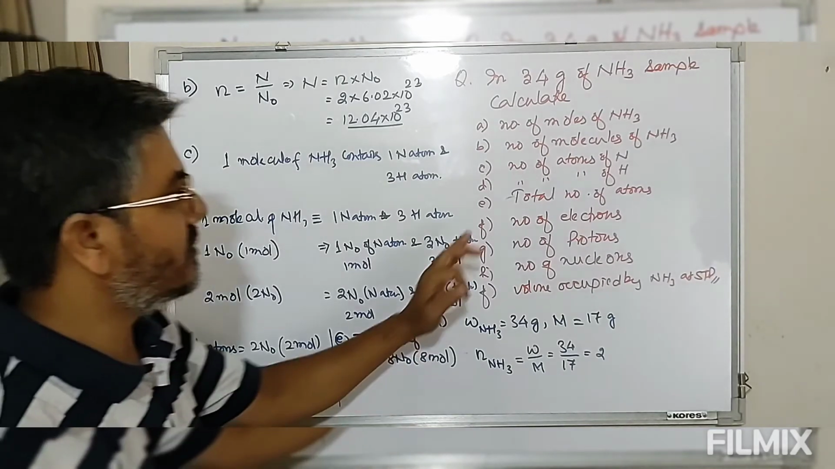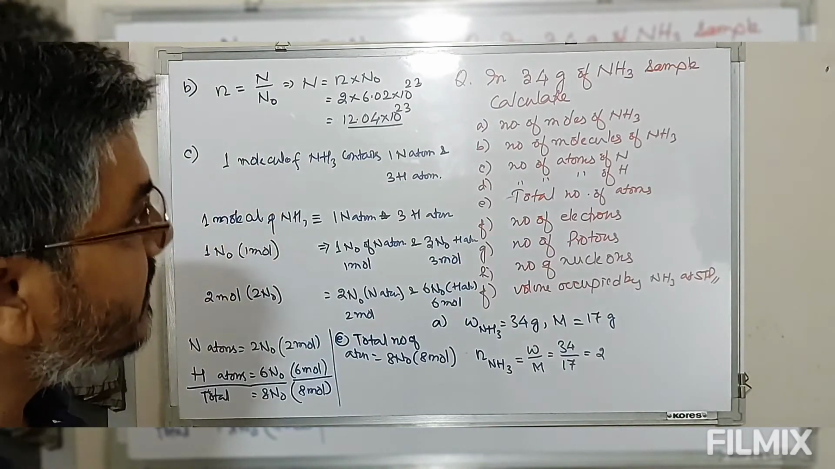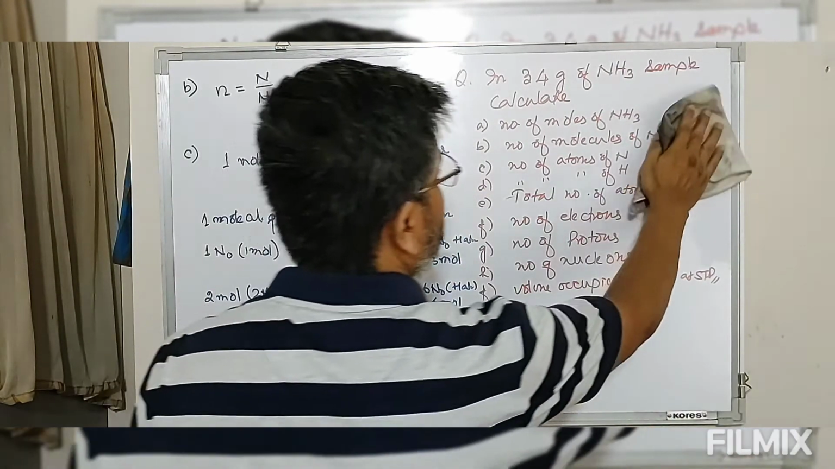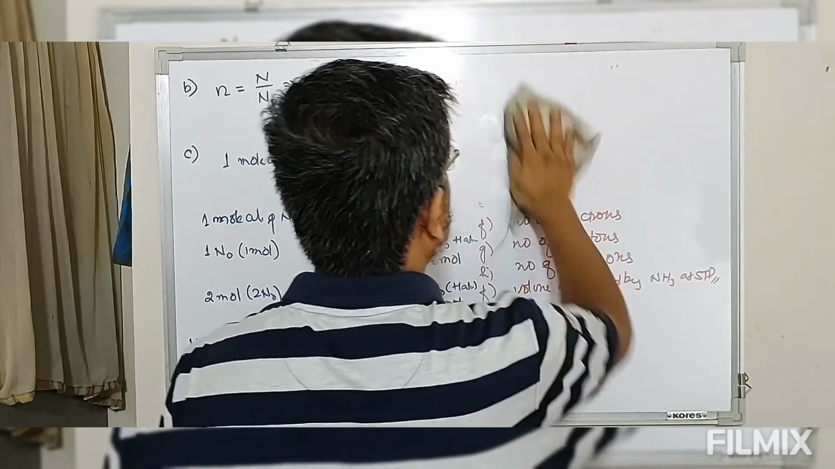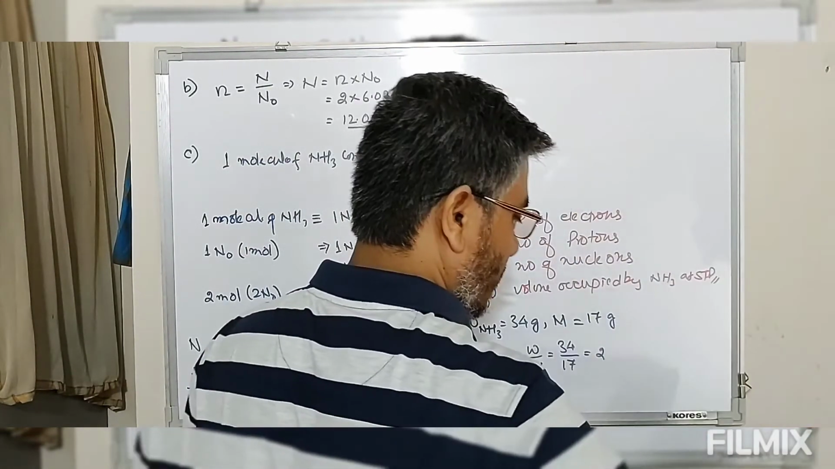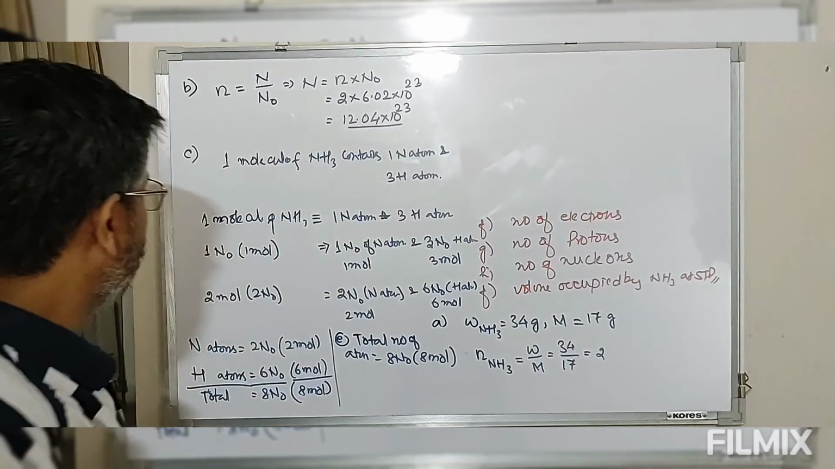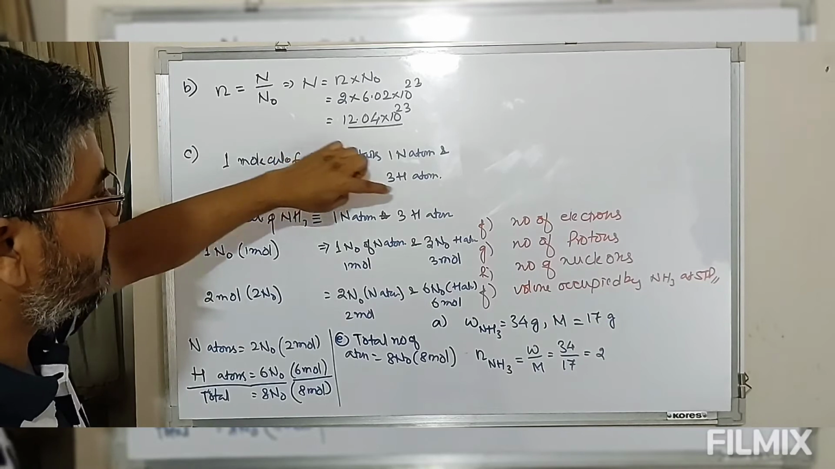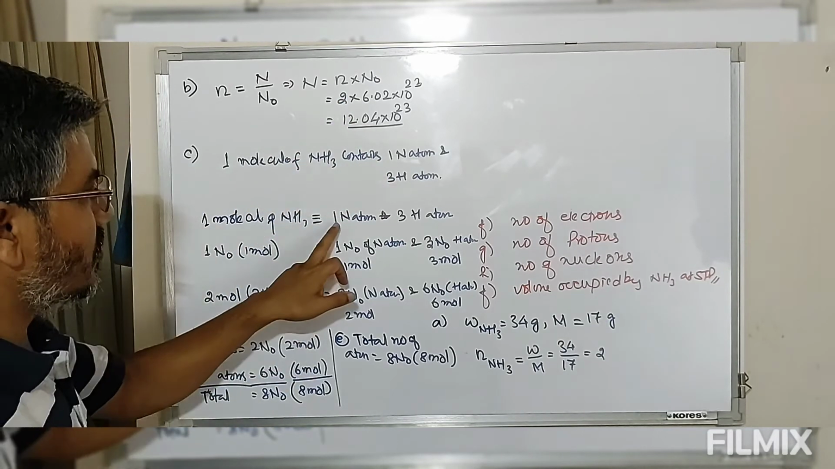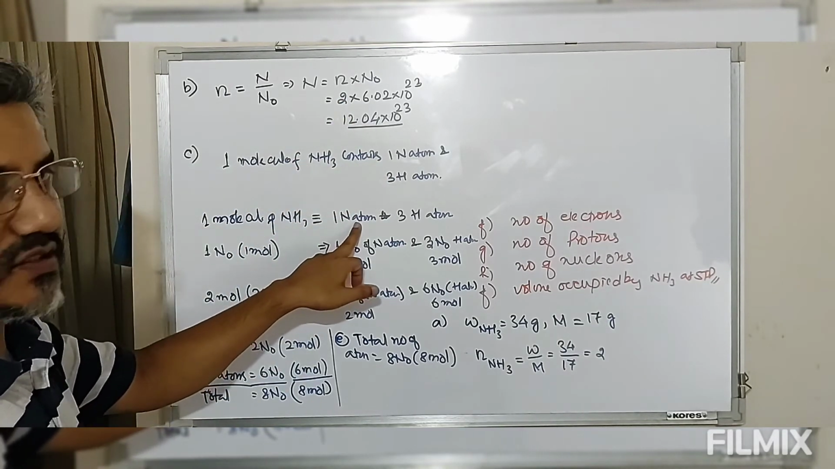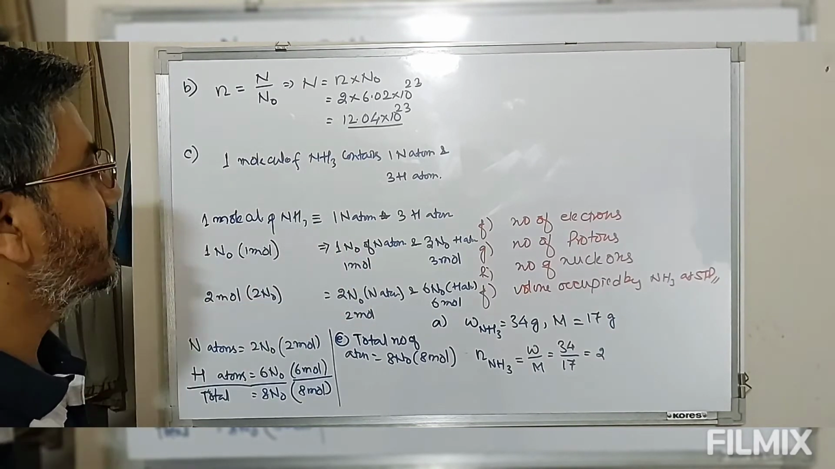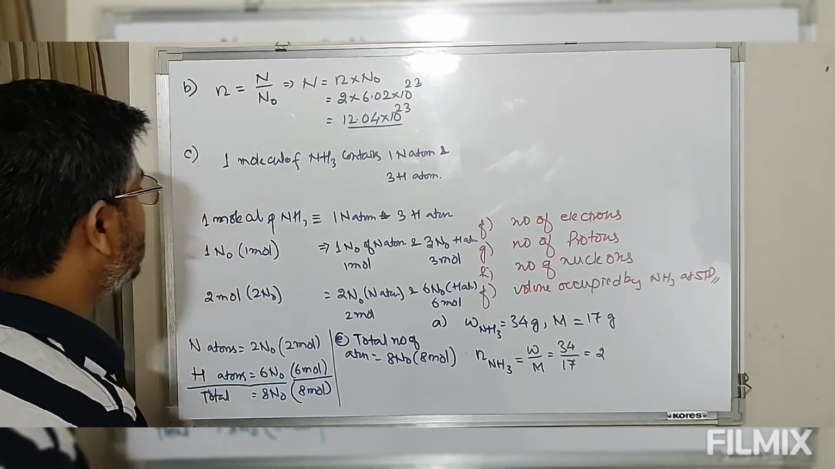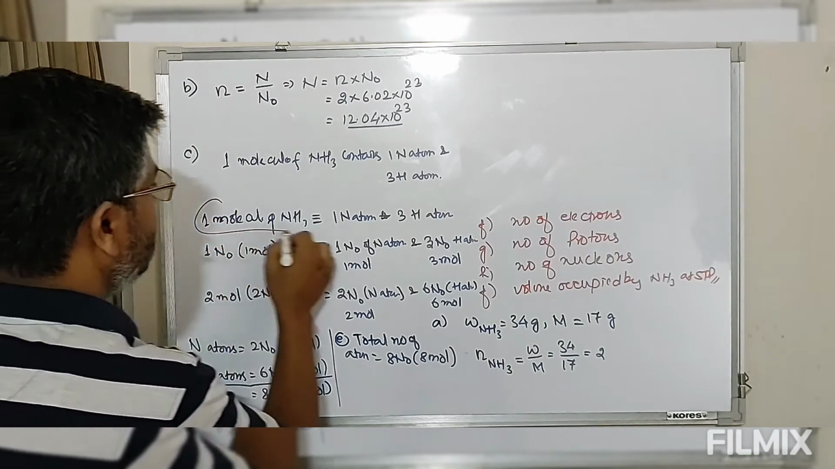Then we have to find the total number of electrons present in the 34 gram ammonia sample. In the previous problem we saw that one molecule of ammonia contains one nitrogen atom and 3 hydrogen atoms. The atomic number of nitrogen is 7, so we have 7 electrons, and 3 hydrogen atoms, so we have 3 electrons.